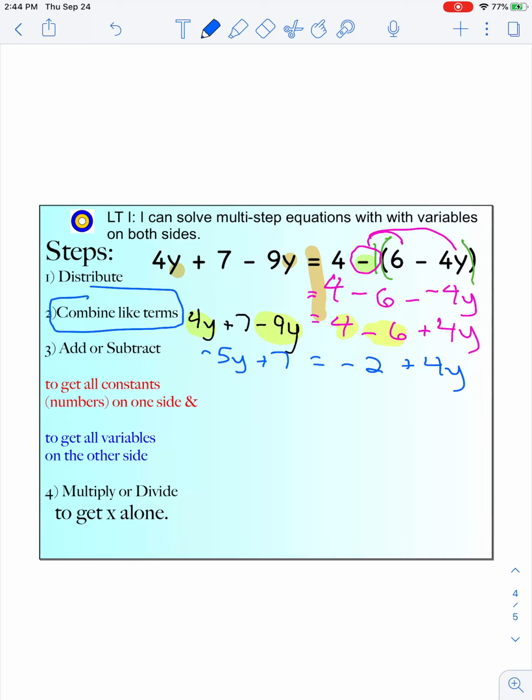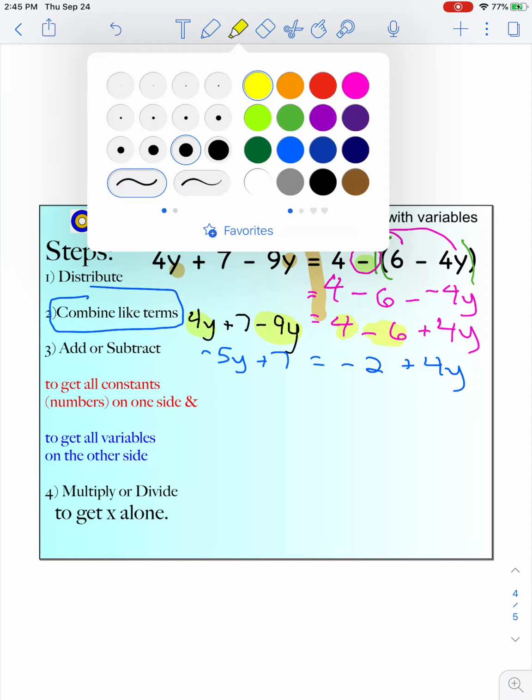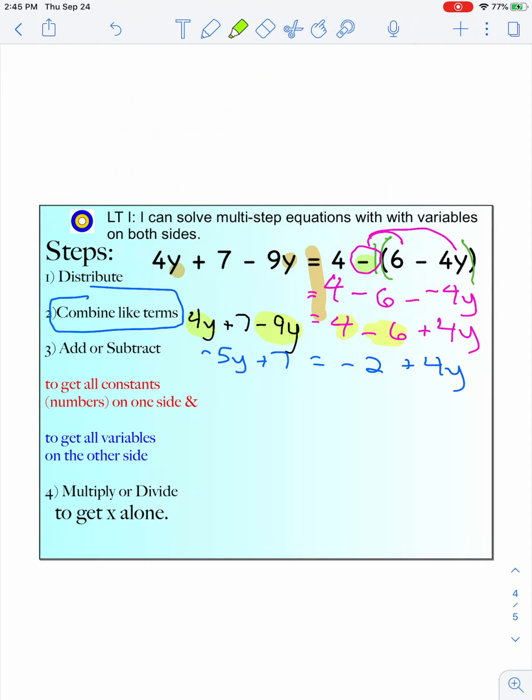Now we're back to the same type of example we started out with. What's different about this, hopefully you can see, is that these values right here are on the opposite sides. So now we don't just combine them. Now we have to add or subtract them to get them to the other side. So I am going to add the smaller number or subtract the smaller number. So I'm going to add 5y to each side. That gives me 0. So now I have 7 equals -2 plus 9y.